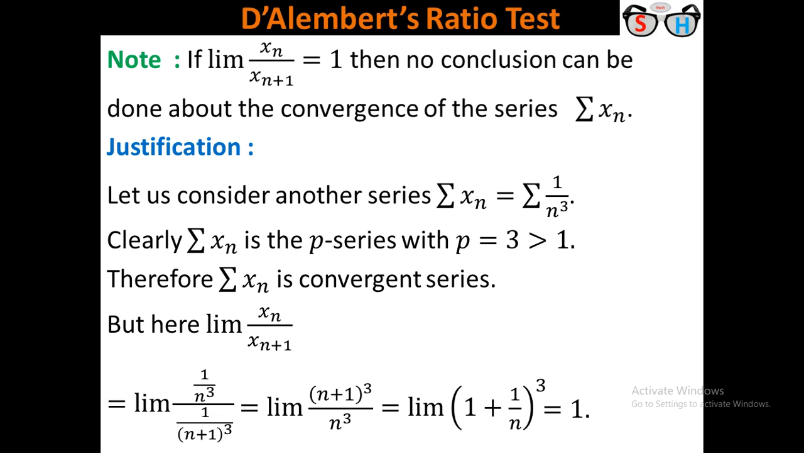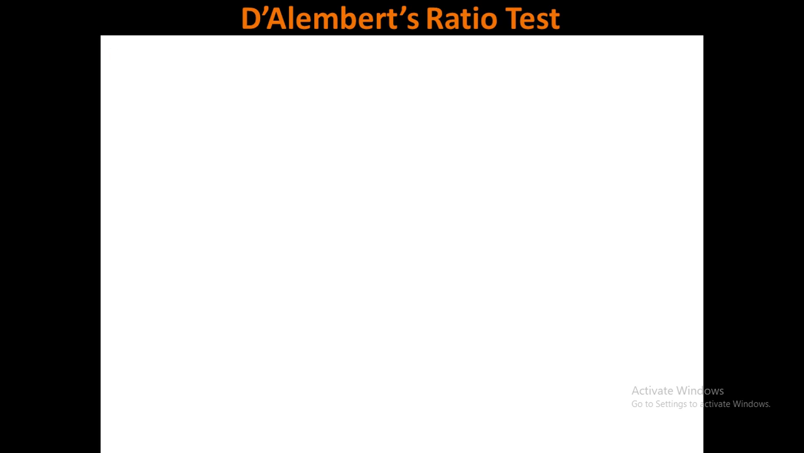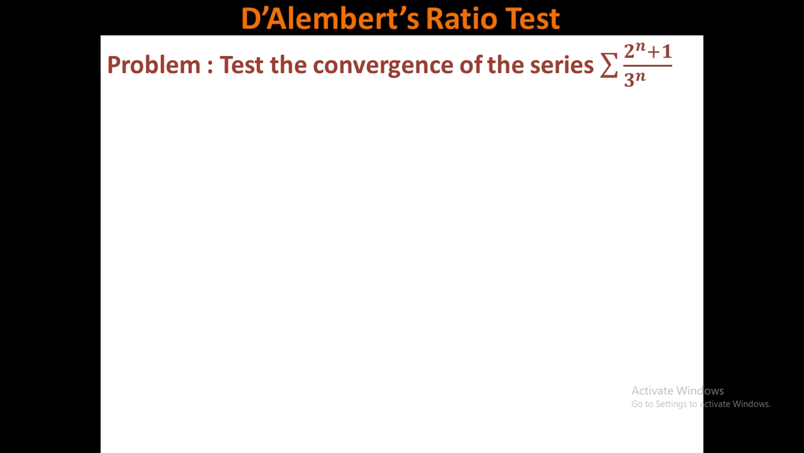You have to check the nature of the series by using another test, suppose the logarithm test, Raabe's test. There are many tests which will be discussed in the next videos. Now I give some examples using D'Alembert's ratio test. Test the convergence of the series. This was also discussed in some previous videos using the comparison test or the limit form of the comparison test. Here I discuss the nature of the series by using D'Alembert's ratio test.